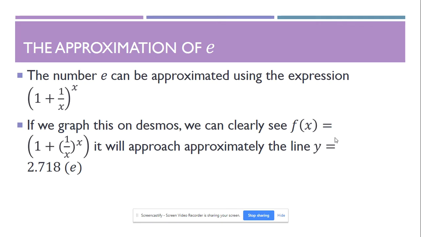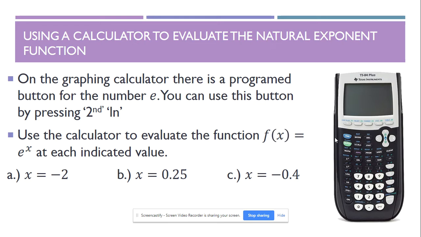All right, so moving on. So we can use our calculator to evaluate the natural exponent. On the calculator, you will find that button for e. If you press second ln, so second is the blue button up top left, and then ln is right to the left of 4. That gives you e to a power. If you just want the regular e button without raising it to an exponent, you can press second division sign, and that also gives you e.